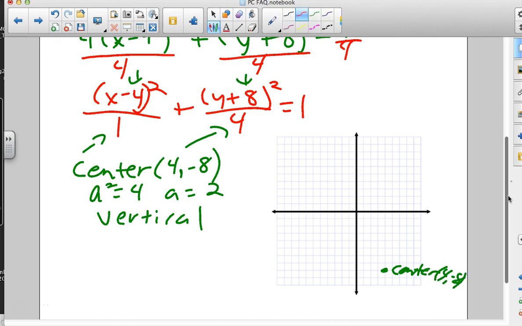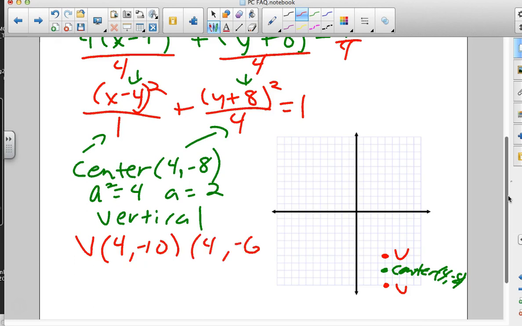And that last problem that we did, 45, really got us ready for this because we know this is vertical. That tells us we have to go up and down 2 units from that position to get our vertices. And that makes the math a little easier to think about because all you have to do is change the y's. So vertices for -8 minus 2 would be -10. And -8 plus 2 would be -6. So there are vertices. And again, that lines us up for those foci that we need.